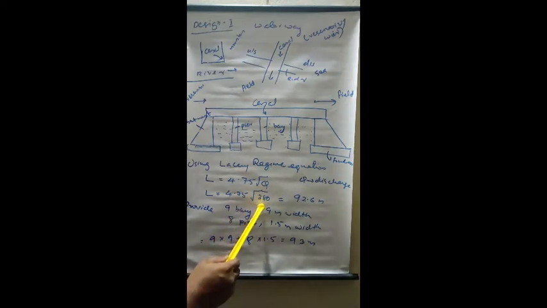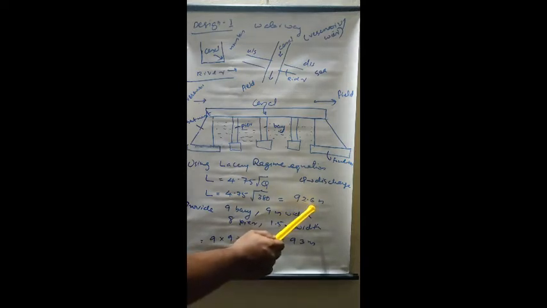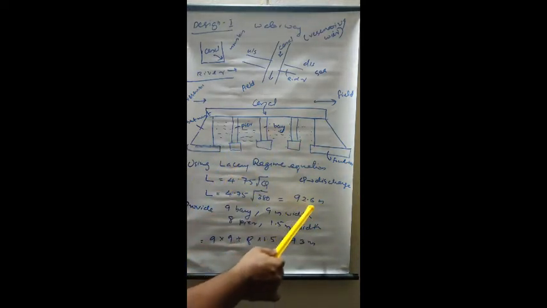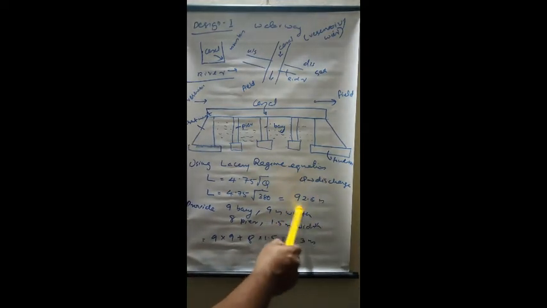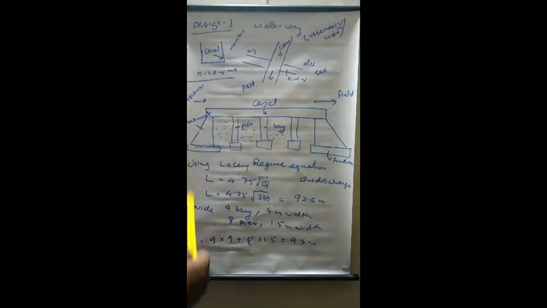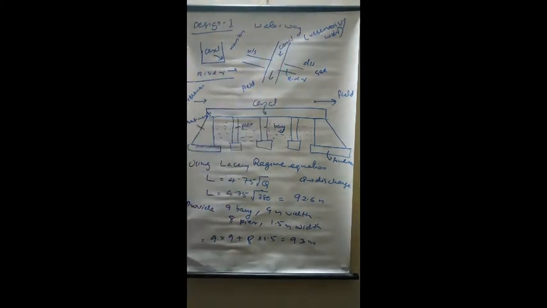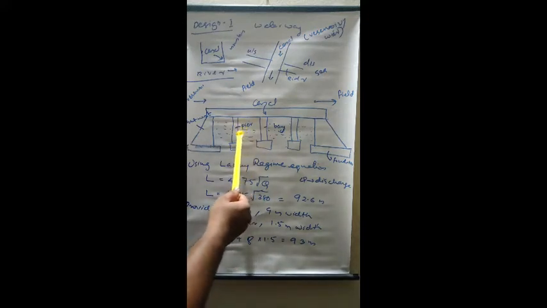So the value given is 380 meter cube per second in the question. So L is equal to 4.75 root 380, which is equal to 92.6. The answer obtained is in meter, 92.6 meter. So 92.6 meter is needed for the water to pass from the upstream to the downstream side, including the pier also.